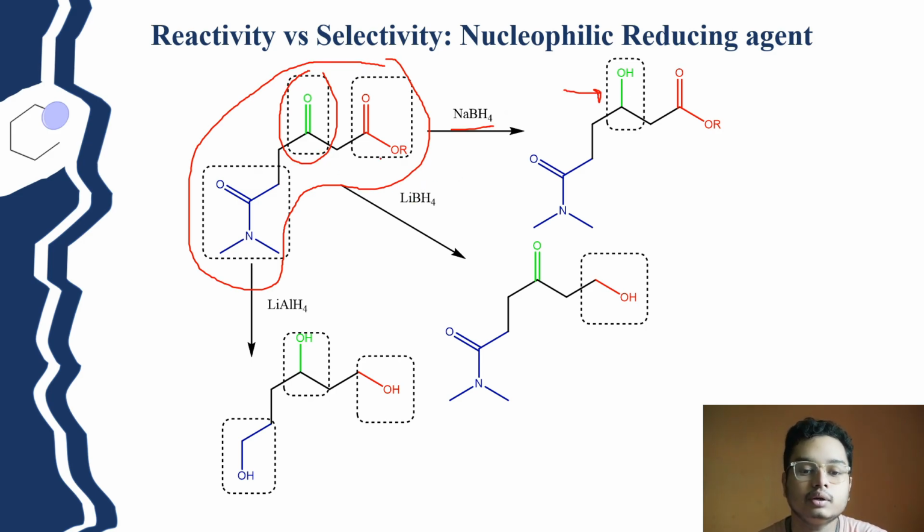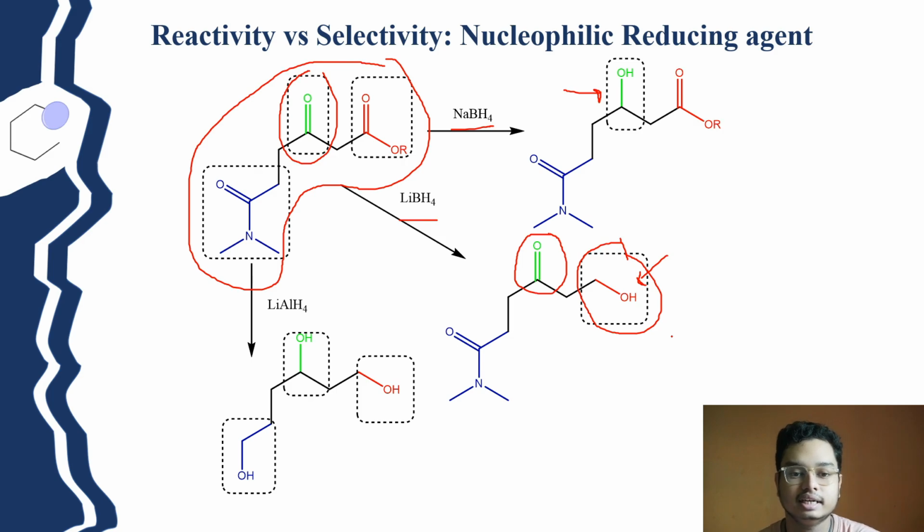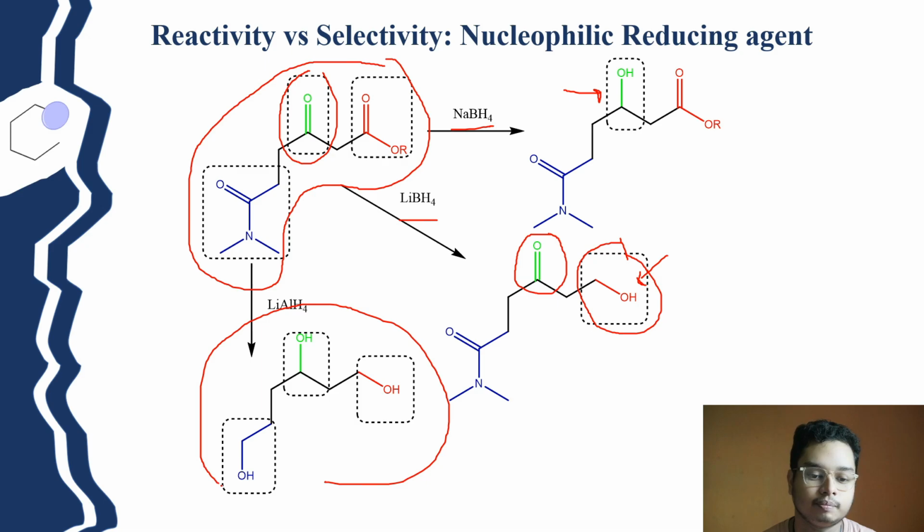Now, if you want to reduce the ester part only, then you can use lithium borohydride. Lithium borohydride preferentially reduces esters, and the other two are left untouched. However, sometimes the carbonyl group is also reduced, but in major amount you get this type of compound. And if you don't want any selectivity, if you want every group present in the starting material to be reduced, then simply use lithium aluminum hydride and you will get this type of compound, where all of the functional groups have been reduced.